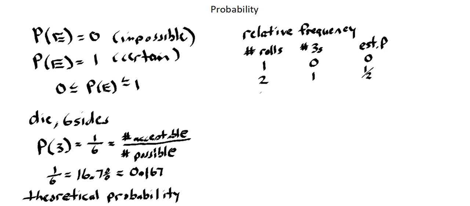Let's keep going. Let's say the next roll, I roll the 3rd time, and I get a 3 again. And so with this additional 3, now my number of 3s is 2. And so my estimated probability, based on my experiment, is 2 over 3.